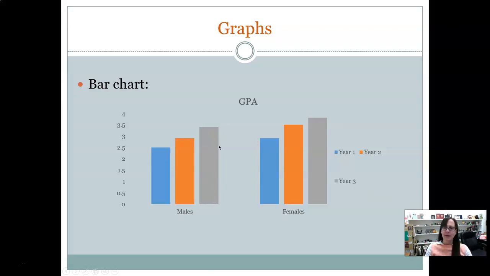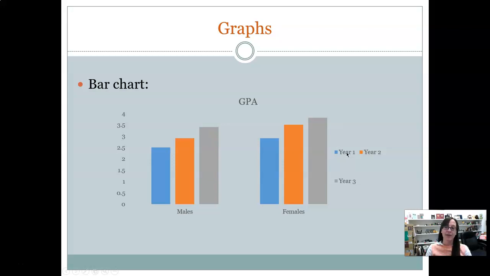So GPA would be the dependent variable here, and it has two independent variables. It has gender and the year of school. So right off the bat, looking at this bar chart, and this is all pretend data, so this is just to show you what it could look like, we can look at males versus females, and it seems that females have higher GPAs than males overall.